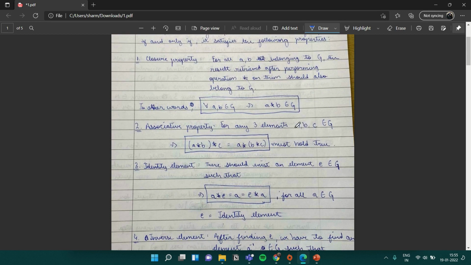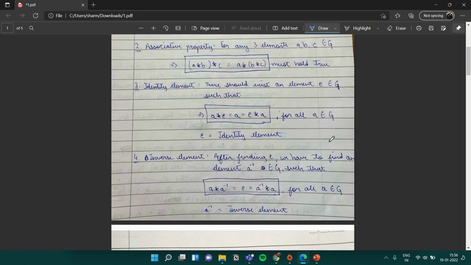Second is the associative property. For any three elements a, b, c belonging to G, this equation must hold true. The LHS means that first we take the a and b elements, and the result of their star operation is then starred with c. But in the right-hand side we take the elements b, c first and then their result is starred with a. Either way, the answer should be the same on both sides.